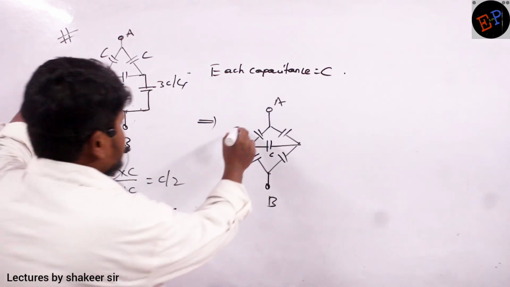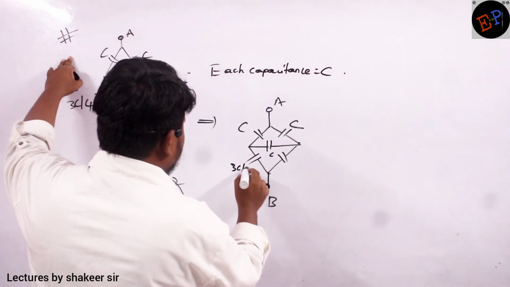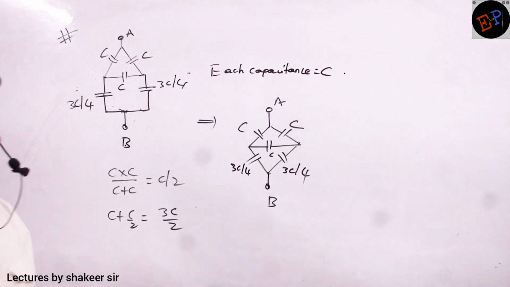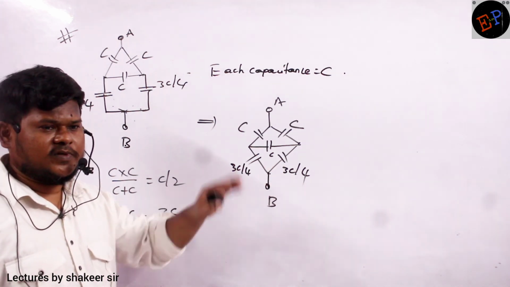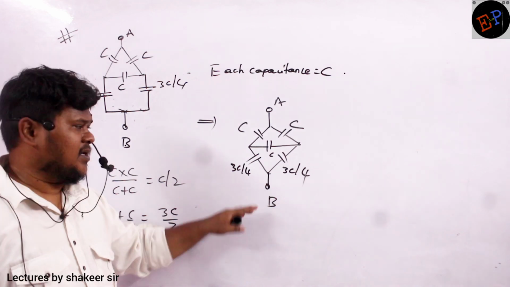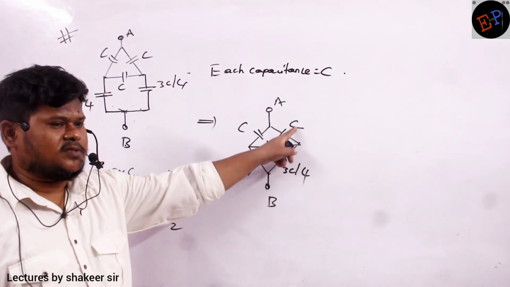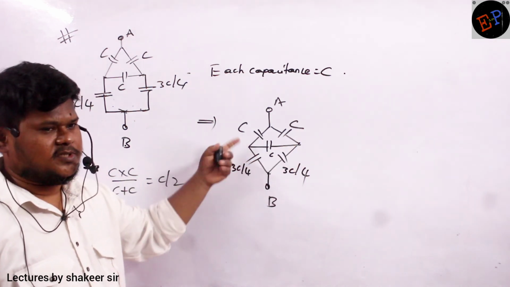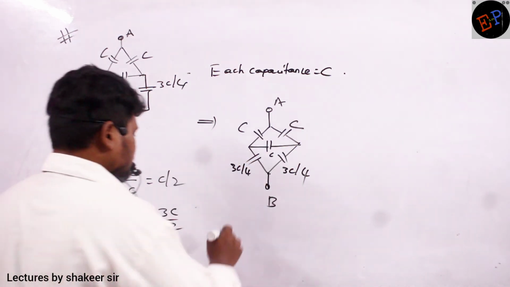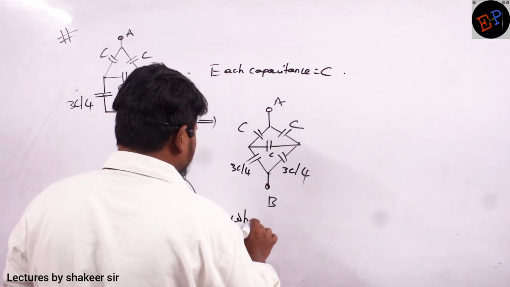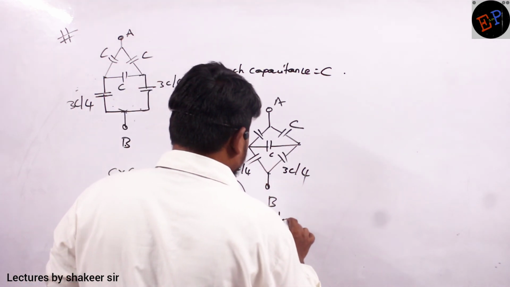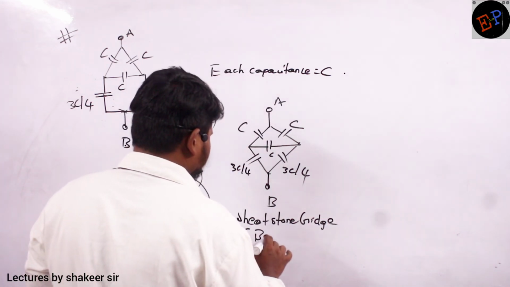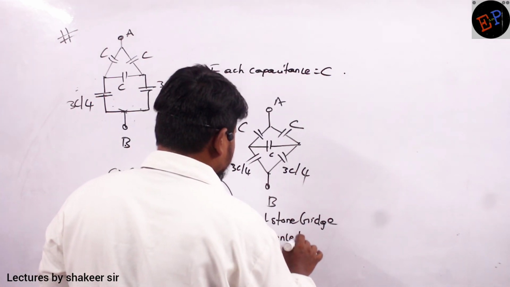And what are the capacitances? C, C, 3C by 4 and this is also 3C by 4. Are you able to understand? Now the question is, is it a balanced Wheatstone bridge or not? Definitely balanced. Product of opposite capacitances should be equal, no? So 3C by 4 into C, 3C by 4 into C. Balanced Wheatstone bridge. So this is a Wheatstone bridge which is balanced. If it is a balanced Wheatstone bridge, what can I do?